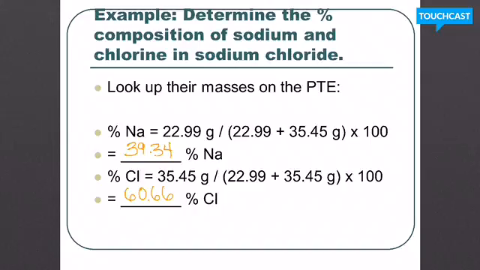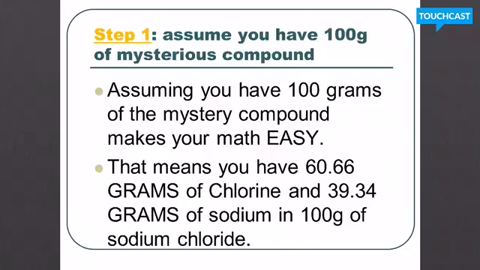Okay, so let's see if we can get the formula of sodium chloride based off of those percents. All right, let's give it a go. There's definitely a strategy here. So step number 1, you want to assume that you have 100 grams of this mysterious compound. And you know that in that 100 grams, 60.66% of it is chlorine, right?